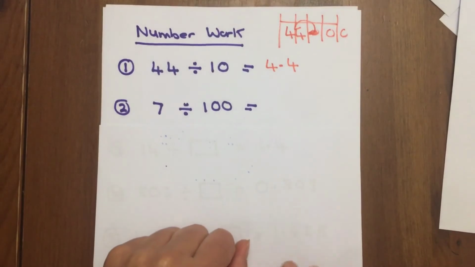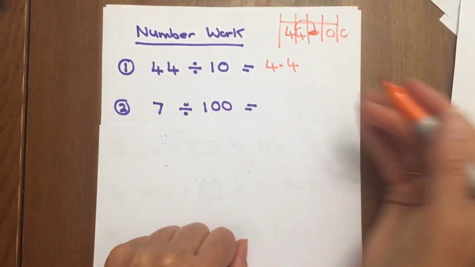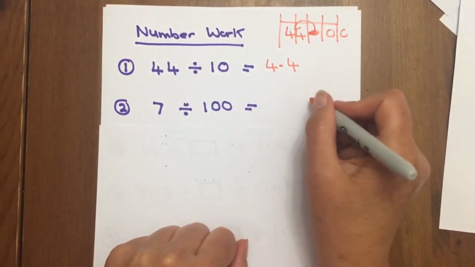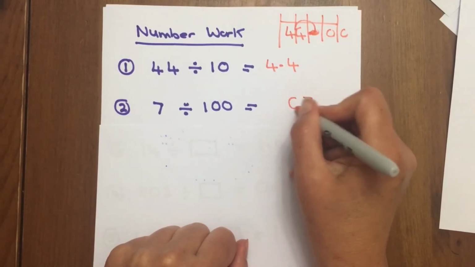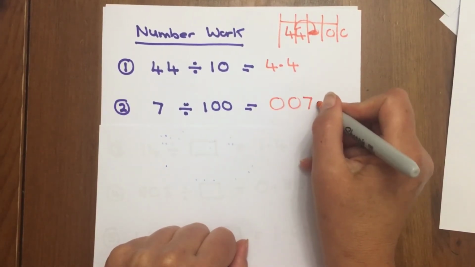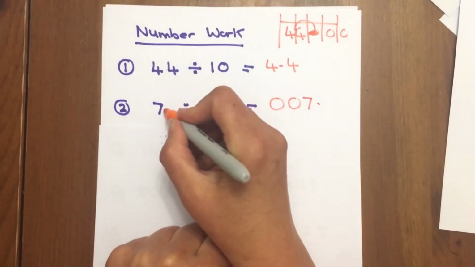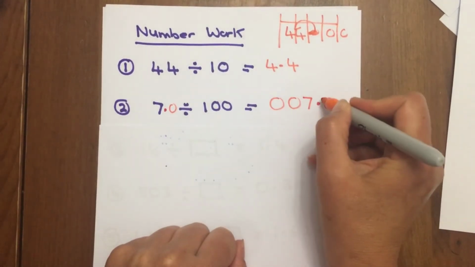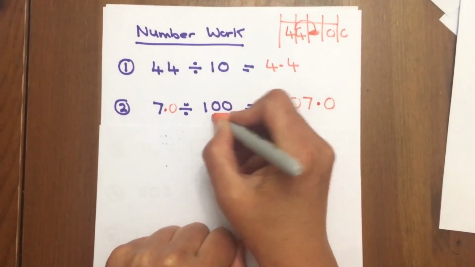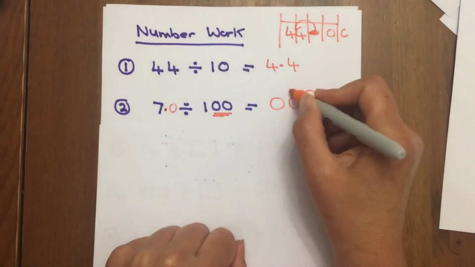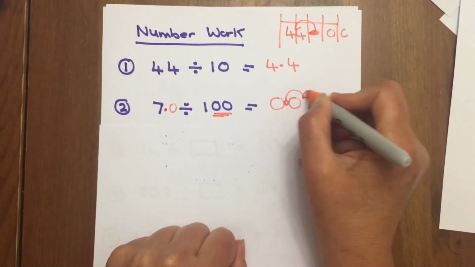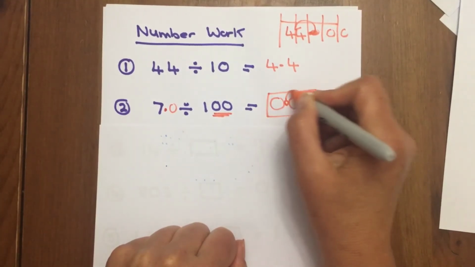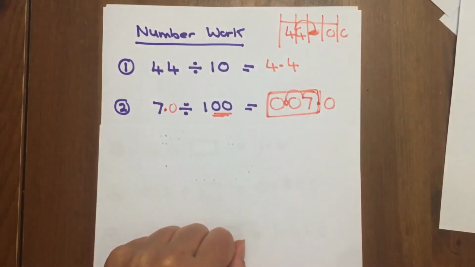Okay, when I'm dividing by 100, the decimal place moves twice to the left, so let's put some noughts here. So the decimal place is here, yeah, 7. This is 7.0, it's the same as 7. Okay, so it's going to move twice because I'm dividing by 100. 1, 2, so it goes to here. So my answer is 0.07.